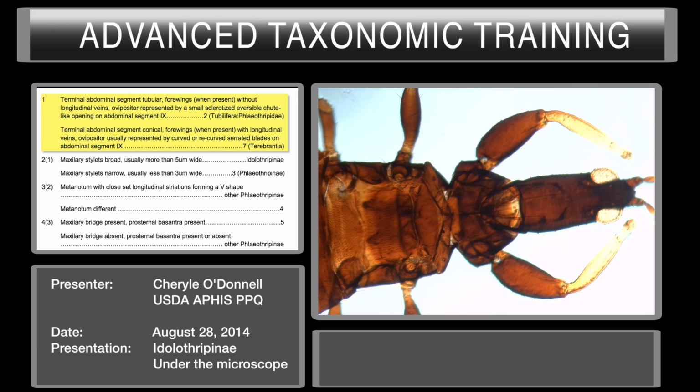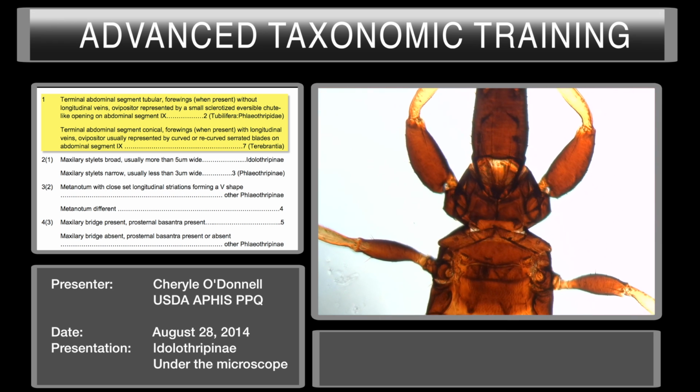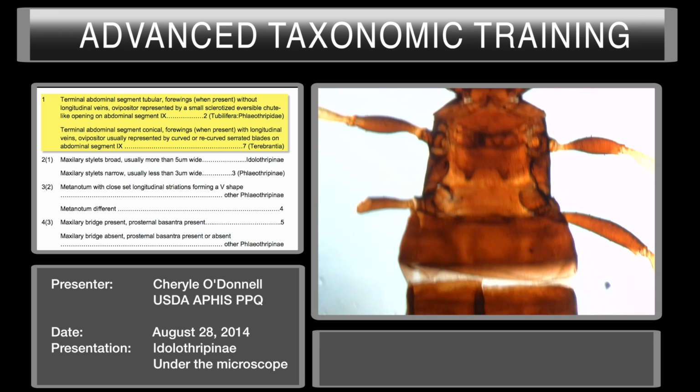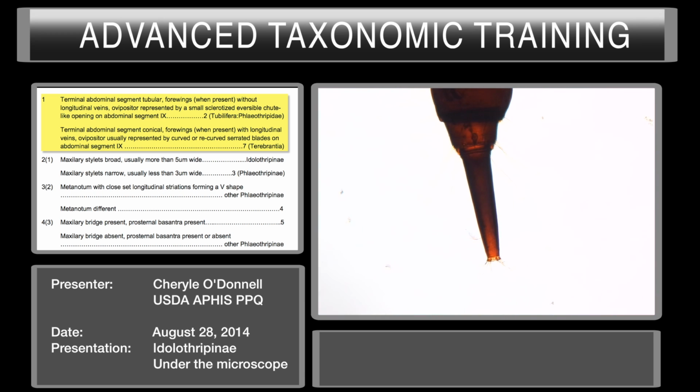So couplet number 1, we have a choice of looking at abdominal segment number 10. So let's move your slide down to that section. And you can see that our choices are whether we have a conical segment or a tubular segment. We have a tubular segment on this specimen.